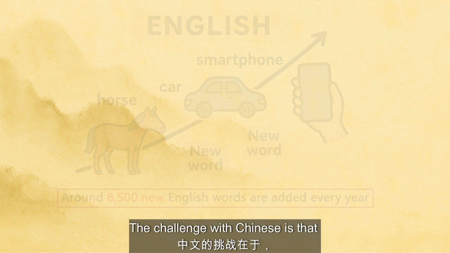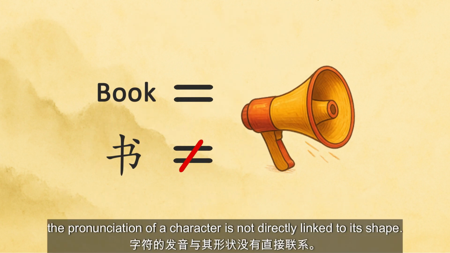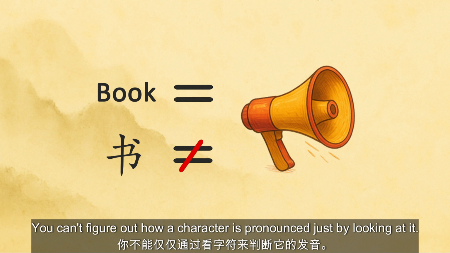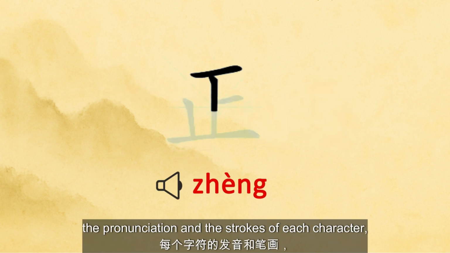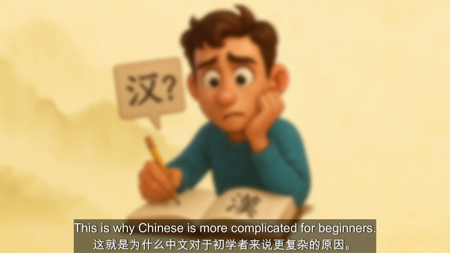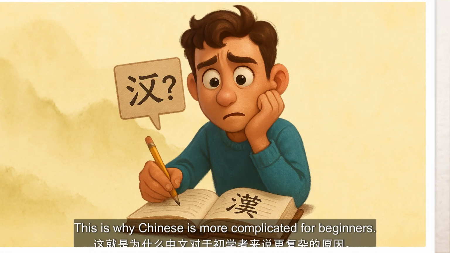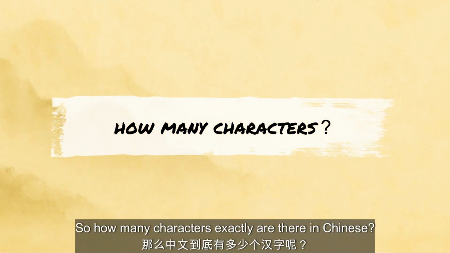The challenge with Chinese is that the pronunciation of a character is not directly linked to its shape. You can't figure out how a character is pronounced just by looking at it. Learners must memorize both the pronunciation and the strokes of each character. This is why Chinese is more complicated for beginners. So, how many characters exactly are there in Chinese?